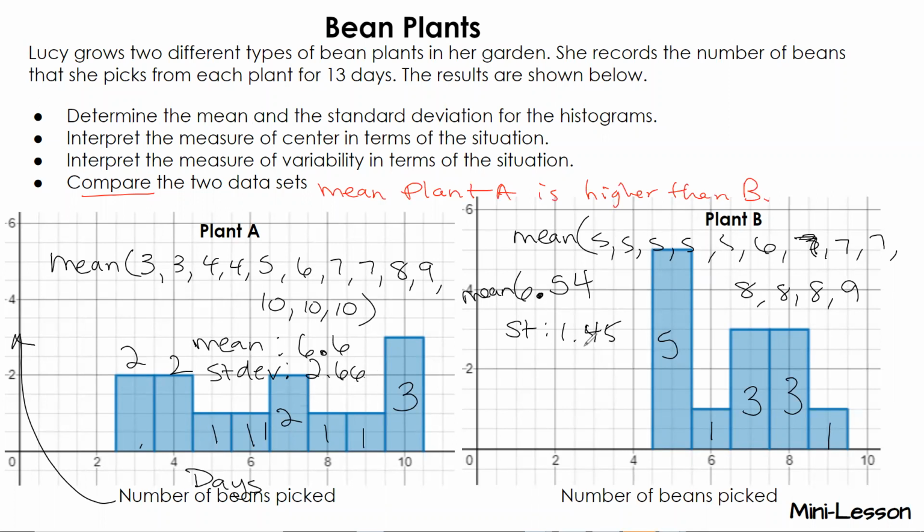And then let's look at the standard deviation. This is lower than plant A. So standard deviation B is lower than A.